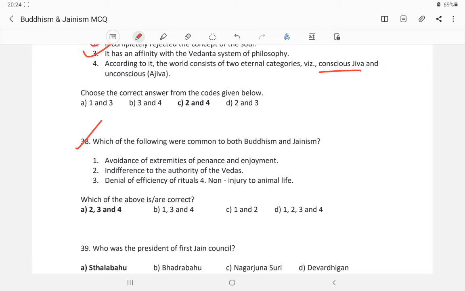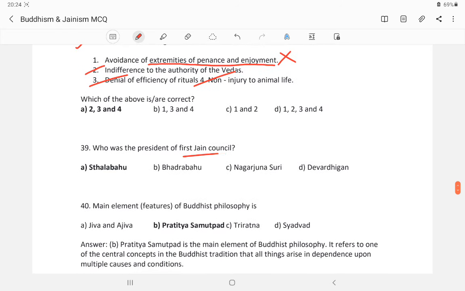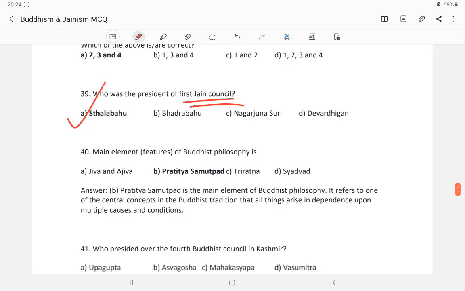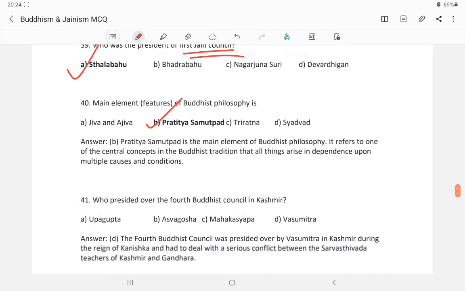Question number 38. Which of the following is common for both Buddhism and Jainism? The first, avoidance of extreme penance and enjoyment, is a difference between Buddhism and Jainism. The rest are the same. The first Jain council was presided over by Sthulabhadra. The main element of Buddhist philosophy is Pratityasamutpada.